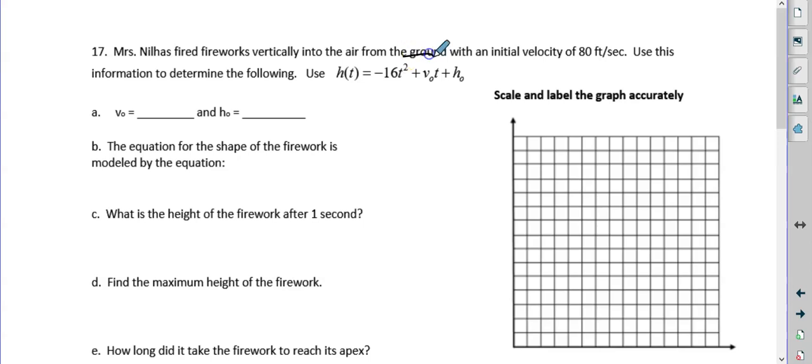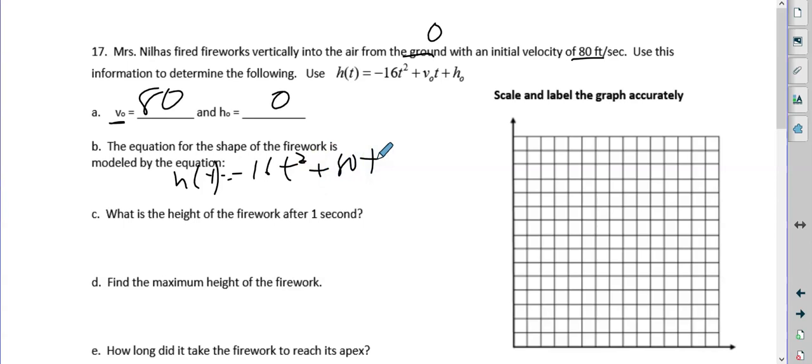Fireworks launched from the ground that has a height of 0 with initial velocity of 80. That's our middle number. So velocity is 80, the V is a clue there, and our height upon launching was 0. So what's the equation? We do h of t, negative 16 t squared plus 80t, and technically we can stop there, because we don't have to write plus 0, but technically that is what the height is, but we don't have to. It's up to you. You can just leave it right there.